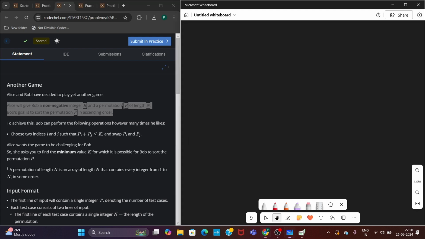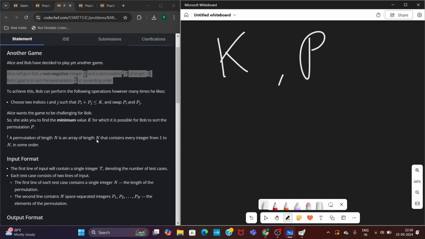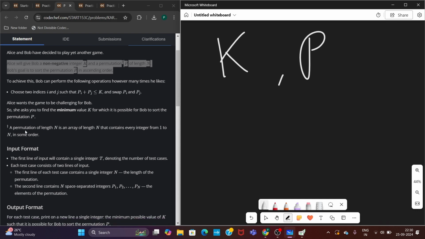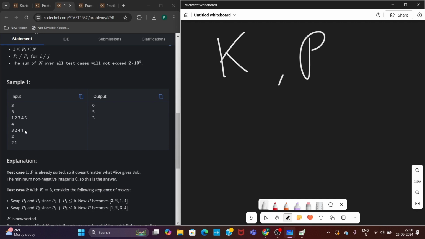Okay, you have been given an integer k over here and a permutation p. Okay, whose length is what? Whose length is n over here. So your goal is to perform the sorting operation on p. Okay. So to achieve this, Bob can perform the following operation, however many times he likes. So choose two indices i and j such that pi plus pj is less than or equal to k and swap pi and pj. So we have to return the minimum value of k for which it is possible for Bob to sort the permutation. Okay. Let's discuss it with an example.